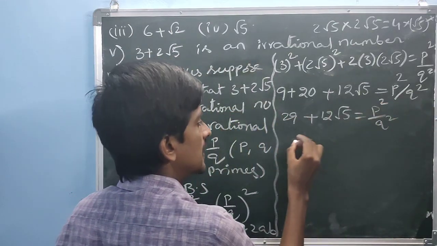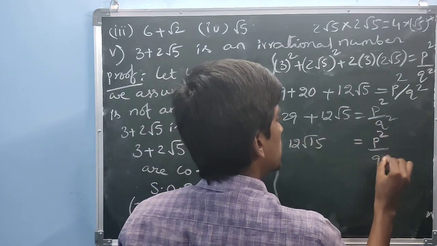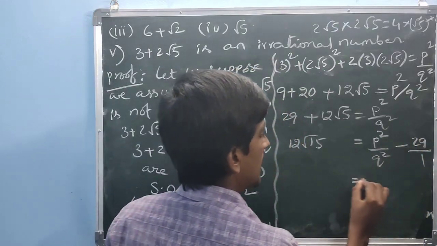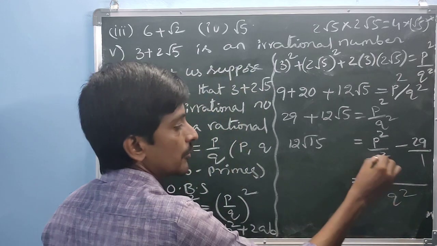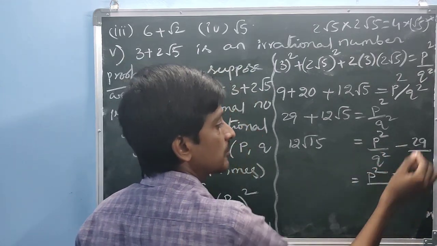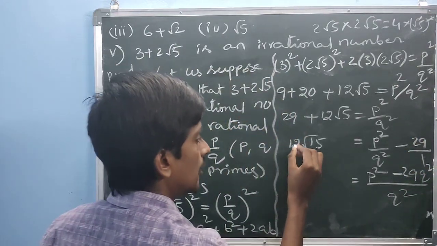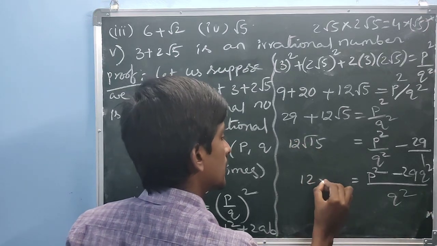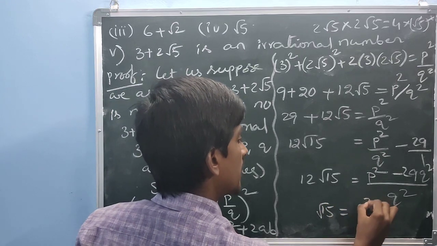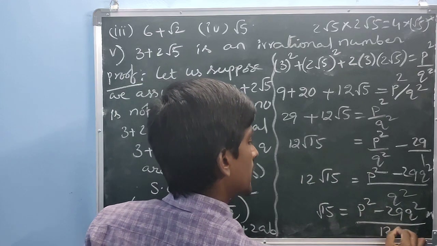Transfer the 29 to that side. 12 root 5 equals P square by Q square minus 29. The denominator is 1, so the LCM is Q square. Q square times 1 into P square, P square minus 1 Q square times Q square into 29, that is 29 Q square. So 12 transfers to this side. Root 5 equals (P square minus 29 Q square) by 12 Q square.